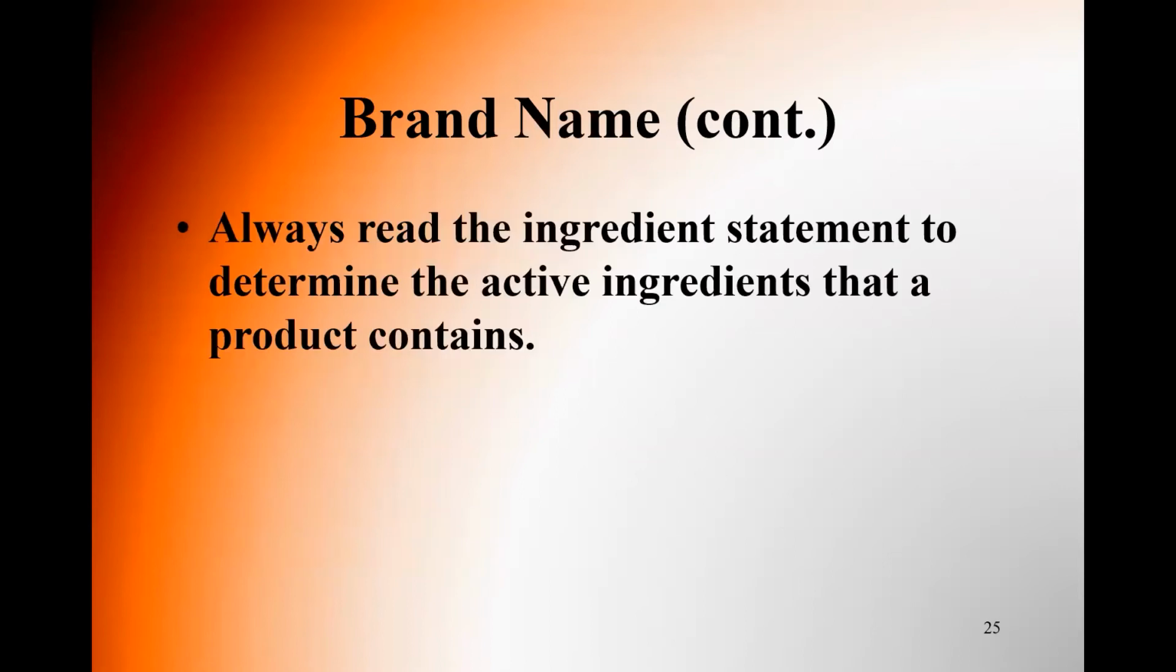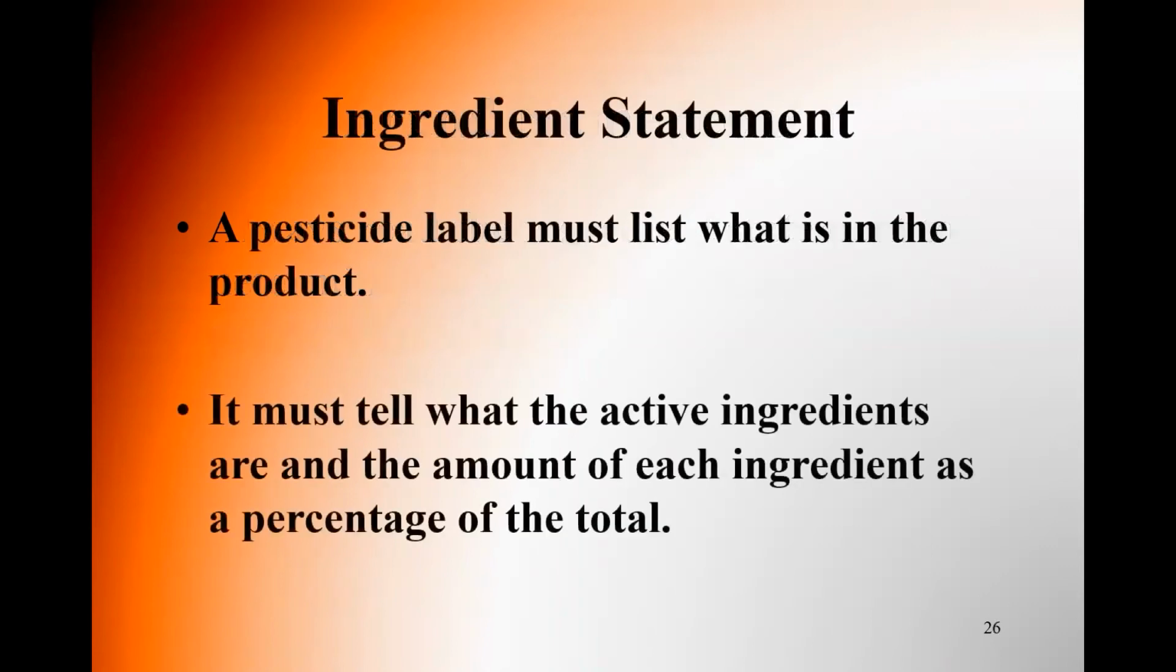Always read the ingredient statement to determine the active ingredient that the chemical contains, because chemicals may have several different brand names, but the active ingredient is always going to be the same for that chemical that's contained in that pesticide. That will not change. A pesticide label must list what is in the product. It must tell you what the active ingredients are, if there's more than one, and the amount of each ingredient as a percentage of the total. Because you may find chemicals that contain the same type of active ingredient, but different amounts.